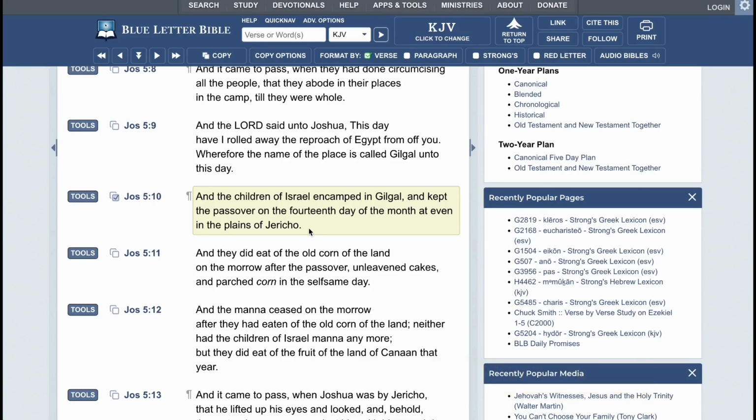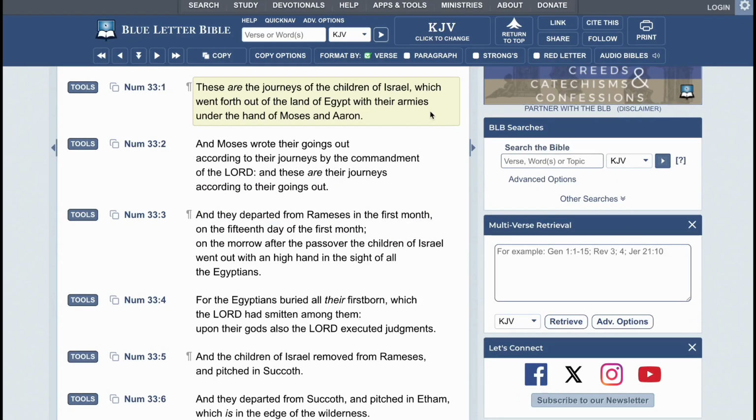And so we're going to see if these dates fit in with the Bible. So we read this in Numbers 33:1. "These are the journeys of the children of Israel, which went forth out of the land of Egypt with their armies under the hand of Moses and Aaron." This chapter of Numbers 33 shows the different encampments that Israel had over the 40-year period.